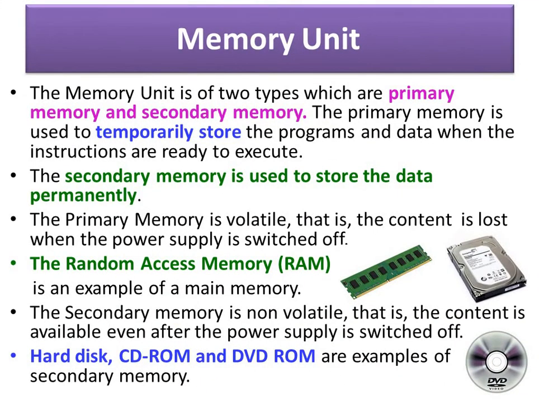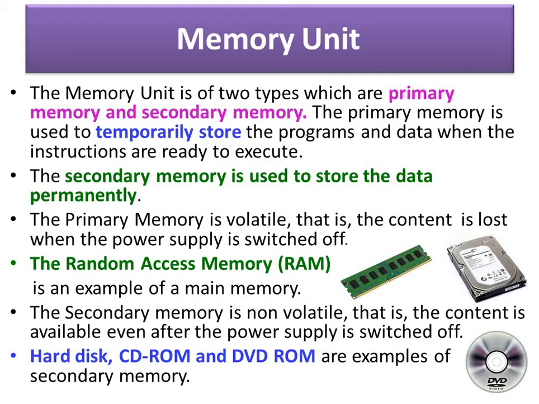There are two types of memory, children. They are the primary memory and the secondary memory. What are the two types of memory? It is the primary memory and the secondary memory. The primary memory is used to store data temporarily, the programs as well as data. When the instructions are ready to execute, it stores the data for a temporary time. The secondary memory is used to store the data permanently. You store the data permanently in the secondary memory. The primary memory is volatile. It is a volatile memory.